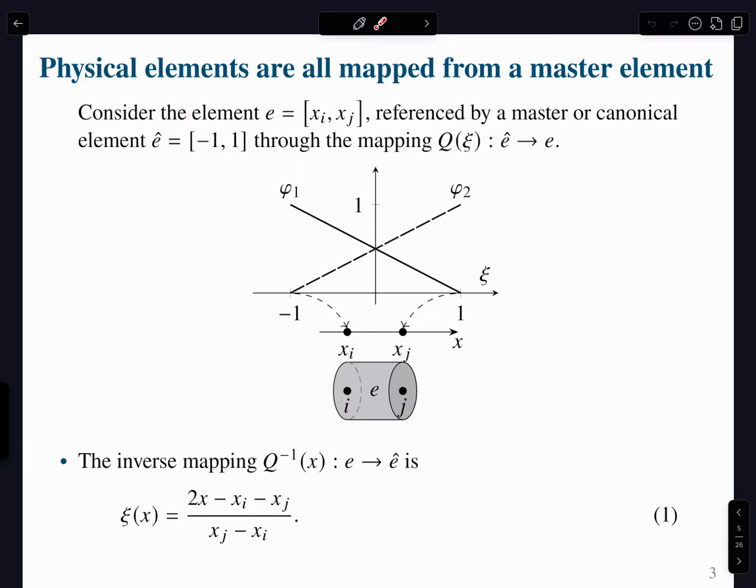We normally have to solve some sort of nonlinear equation in order to get our canonical coordinate. But for the linear case, we can have an inverse relationship that looks like this, right? C is 2x minus xi minus xj, and then in the denominator you have xj minus xi, which is the length of the element, right?